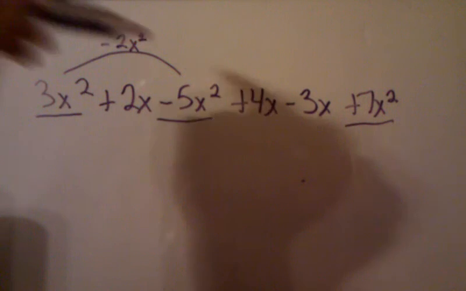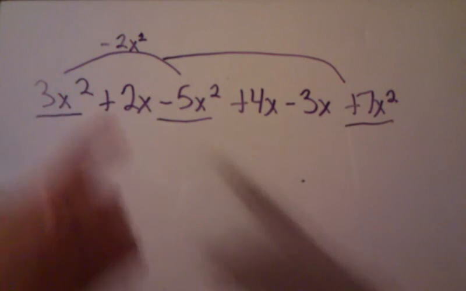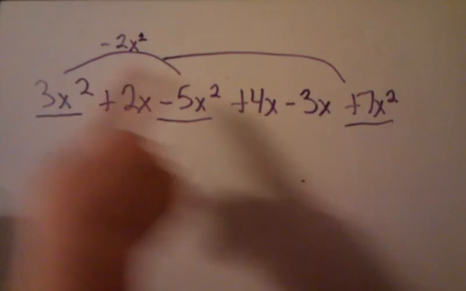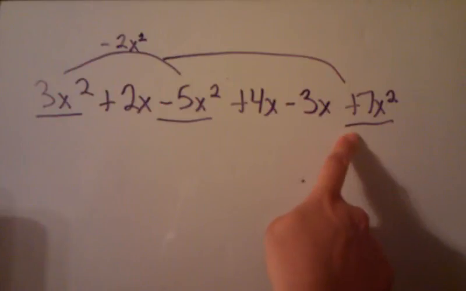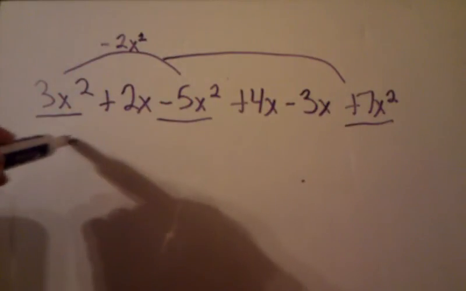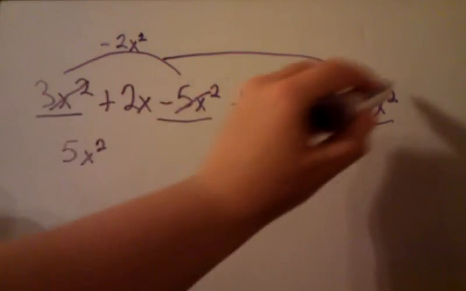Now I have plus 7x. Okay. Minus 2 plus 7. My signs are different. My larger number is 7, so my answer is going to be plus. 7 minus 2 is 5. So 5x squared. So I'm going to cross those out.